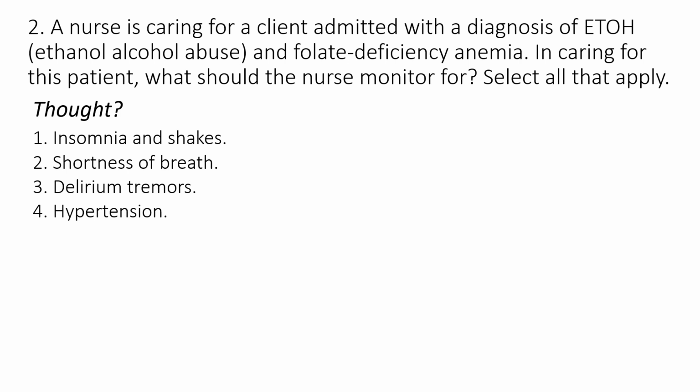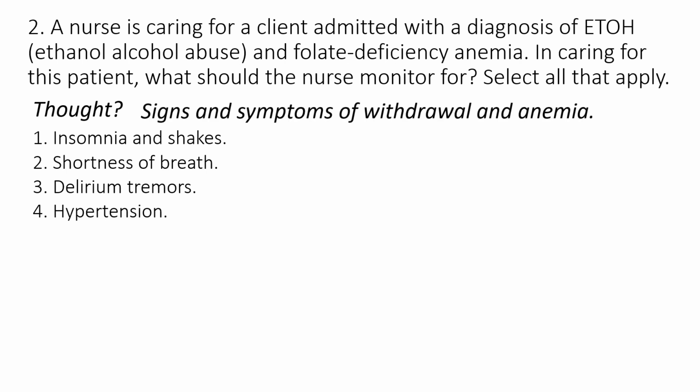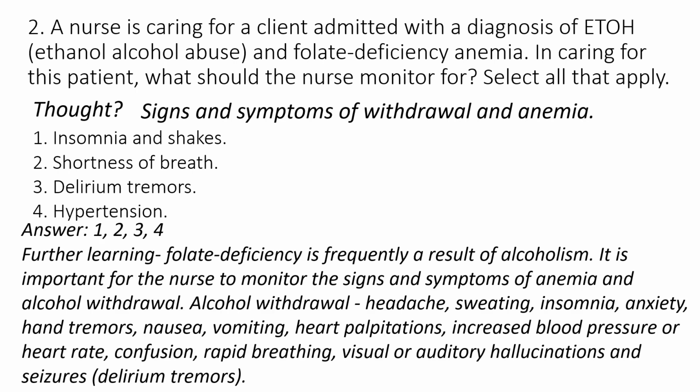And the answers here are all of the above. In the question, he had 2 issues going on, the alcohol and the folate deficiency. So we could actually monitor for both the signs and symptoms of alcohol withdrawal and anemia. So with the select all, the best method is to true false these answers. Number 1 is true, that's a sign of alcohol withdrawal. Number 2 is true, that's a sign of anemia. Number 3 is true, delirium tremors is a sign of alcohol withdrawal. And number 4, hypertension, is a sign of alcohol withdrawal as well. And if it said hypotension, you could have selected that one too, because that could be related to anemia. So blood pressure could go either way here. So the answers were all the above.